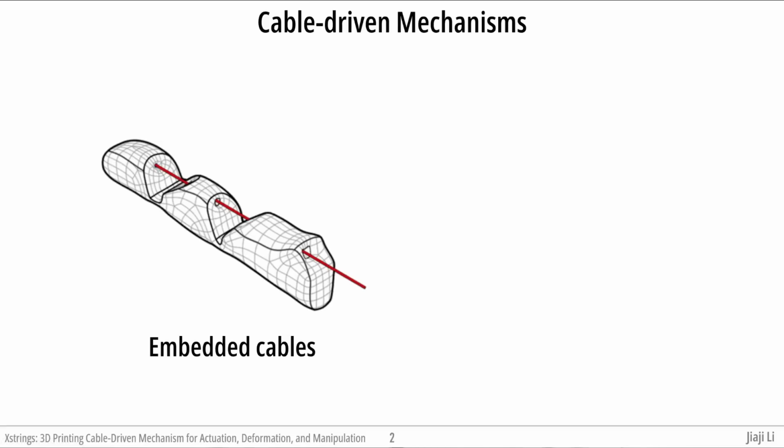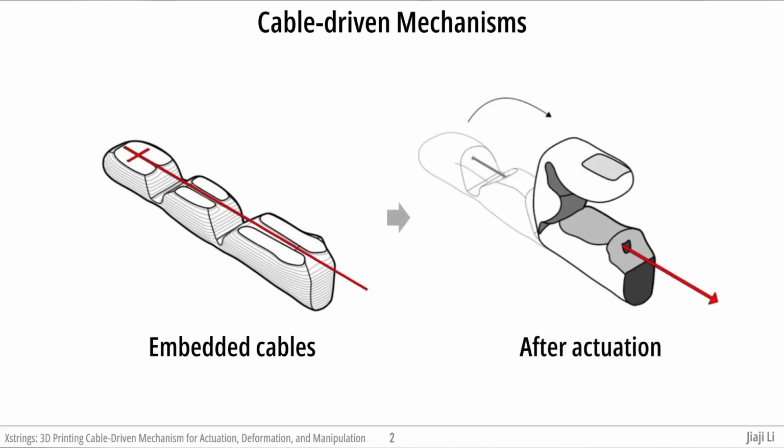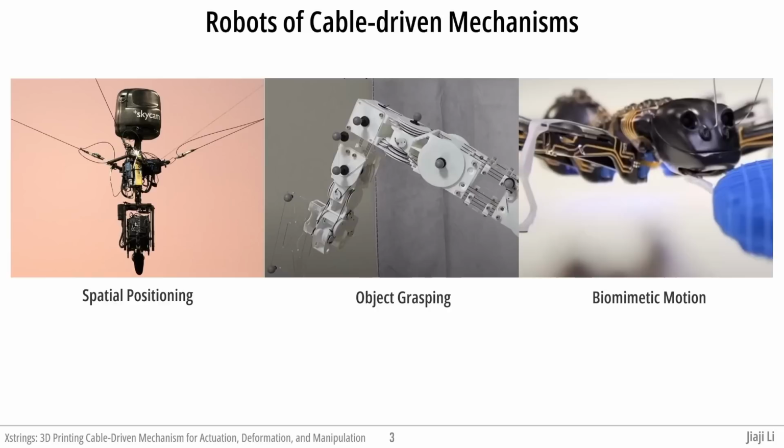Cable-driven mechanisms are truly fascinating. They work by threading a cable through multiple components, ultimately connecting to the end effector. With a simple actuation, users can achieve highly precise, real-time motion with minimal delay, making them both efficient and responsive. Their inherently lightweight and flexible nature makes them indispensable in robotics. They play a crucial role in robotic designs, enabling precise spatial positioning, efficient object grasping, and lifelike biomimetic motions.